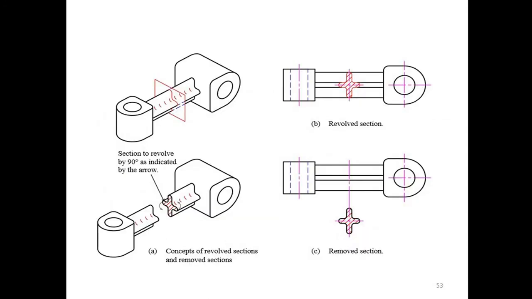Again, one good example showing a revolved section as well as a removed section. One isometric view is there, and a cutting plane is there, which is rotated by 90 degrees. In this figure, figure A is the concept of a revolved section, and figure C is the concept of a removed section.